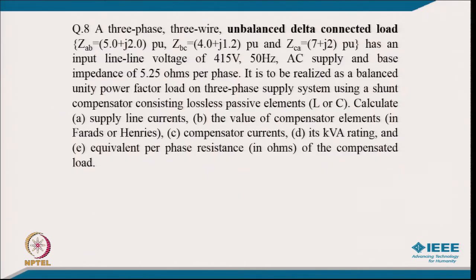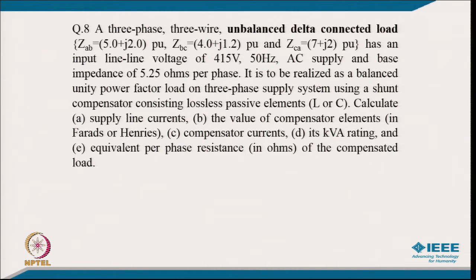So, coming to another numerical example, number 8: a 3-phase 3-wire unbalanced delta connected load which has impedances across the line AB, ZAB equal to 5 plus j2.0 per unit, ZBC 4.0 plus j1.2 per unit, and ZCA 7 plus j2 per unit, has an input line voltage of 415 volt 50 Hz AC supply and base impedance of 5.25 ohm per phase, and it is to be realized as a balanced unity power factor load on the 3-phase supply system using a shunt compensator consisting of lossless elements.